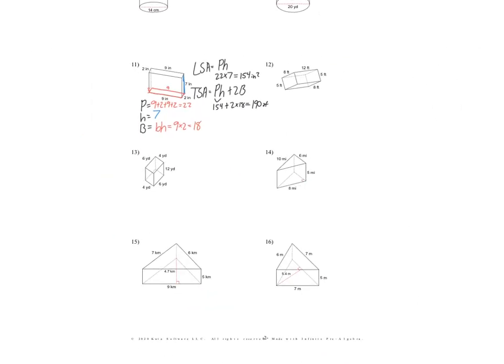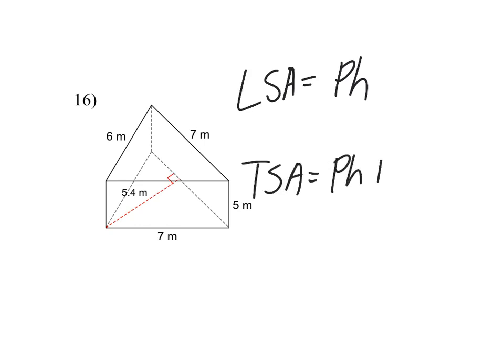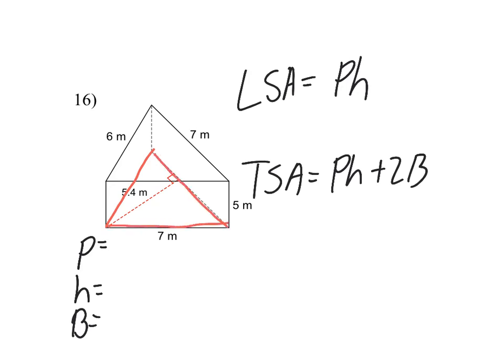Again, I'm going to do one more for you. I'm going to take a look at number 16 because I know that one's been rough for some people. Again, we are using lateral surface area, which is just P times H. Total surface area is going to be PH plus 2B. And we need to know P, H, and B before we get going on this. Our triangle down here on the bottom is going to be our base. And we have to add the sides. 7, this side over here is also 7, and this side over here is 6. So we have to add 7 plus 7 plus 6. We get a value of 20 meters.